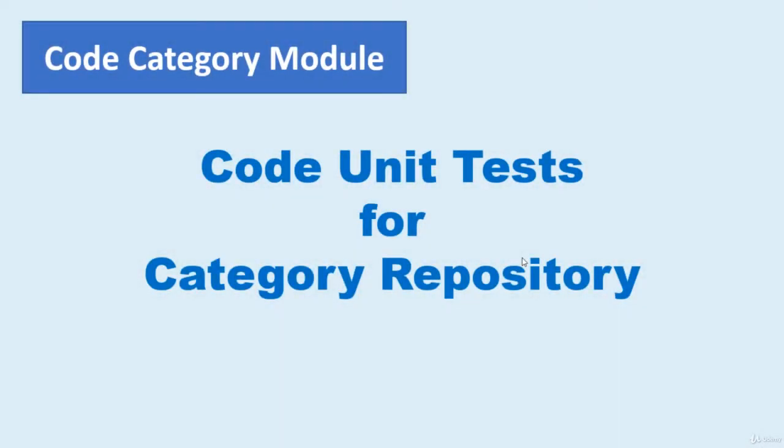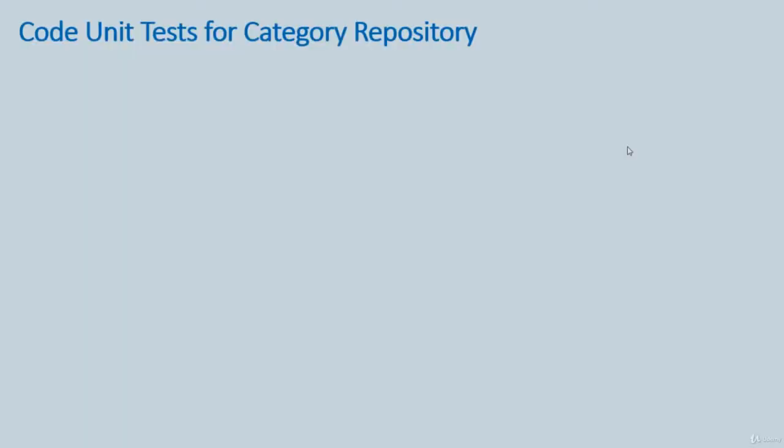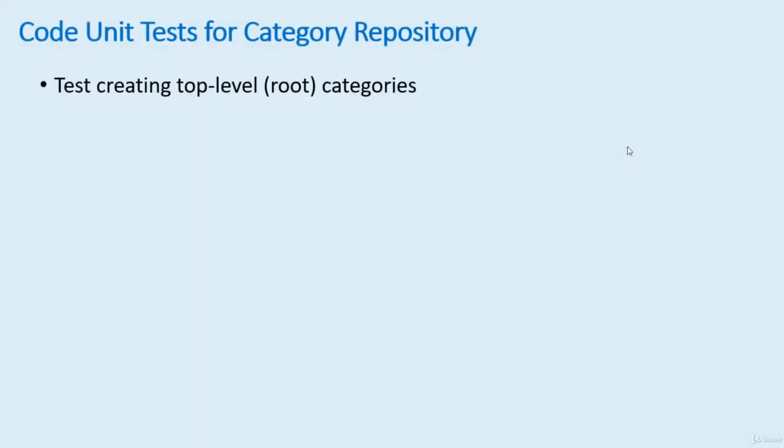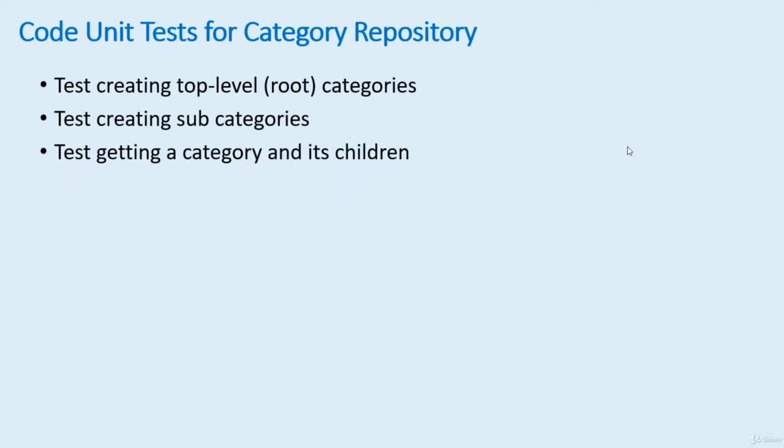Next, you will learn how to code some unit tests for category repository. In details, we will write some unit tests for creating some top-level categories, creating some subcategories, getting a category and its children, and printing categories in hierarchical form.